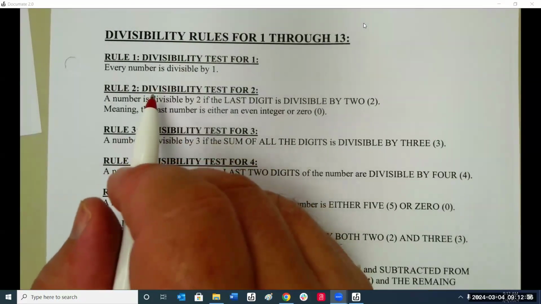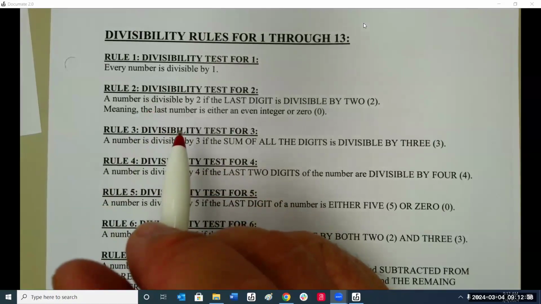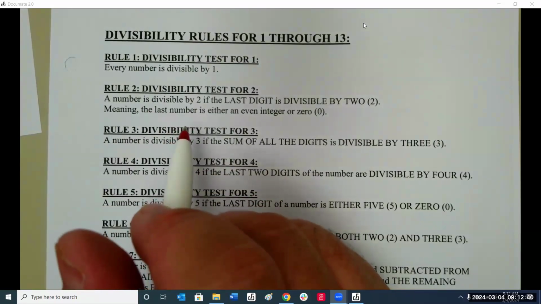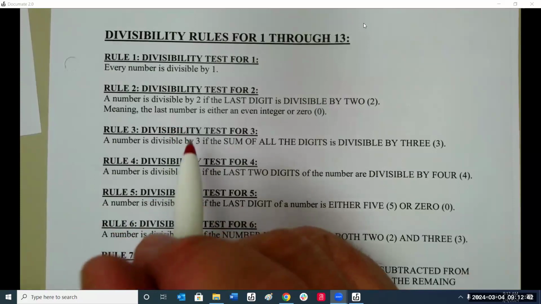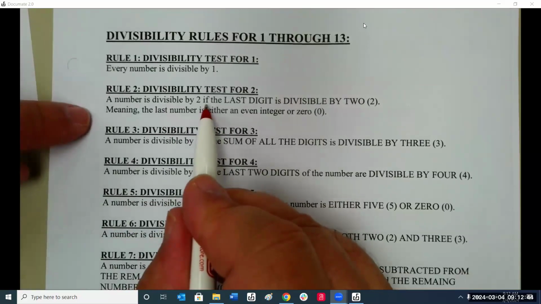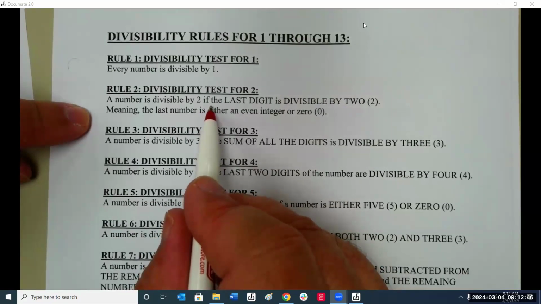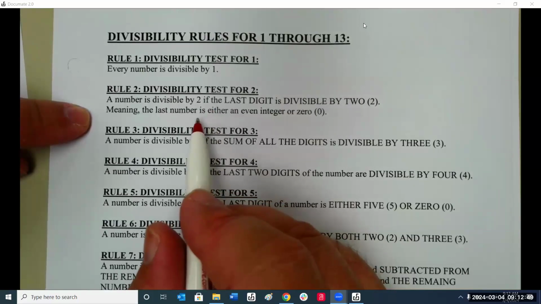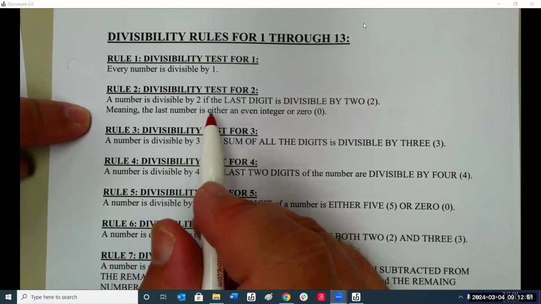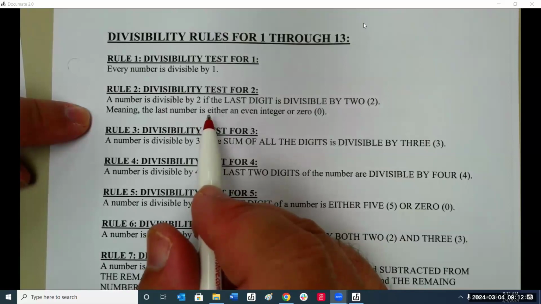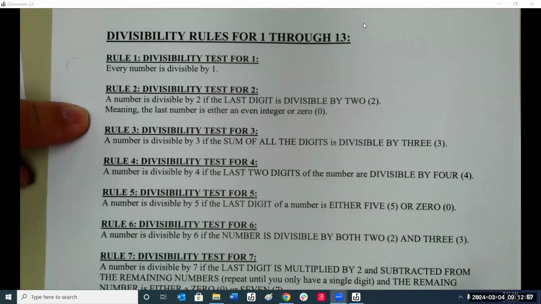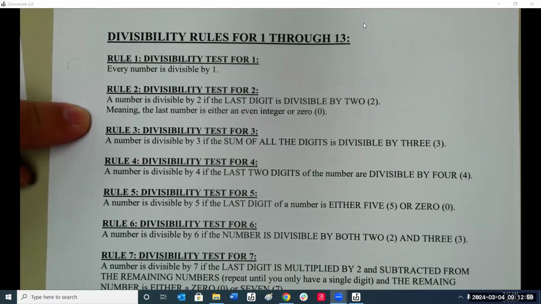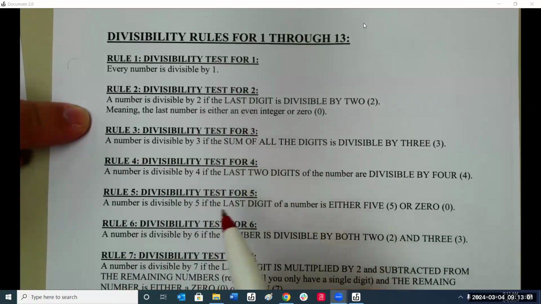The first rule, divisible by 1. Every number is divisible by 1. If it's divisible by 2: a number is divisible by 2 if the last digit is even or 0. It could be 80 numbers long. If the last digit is 0 or an even number, then the whole thing is divisible by 2.